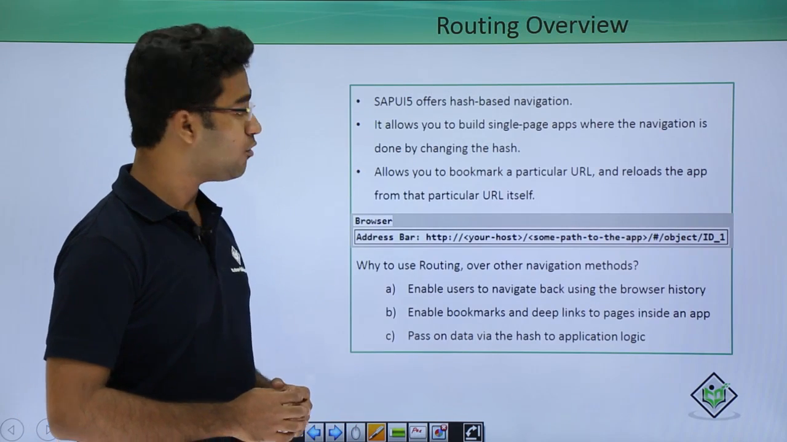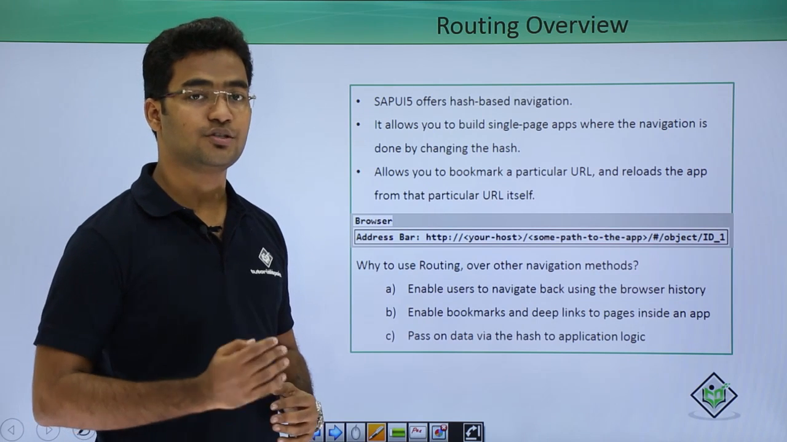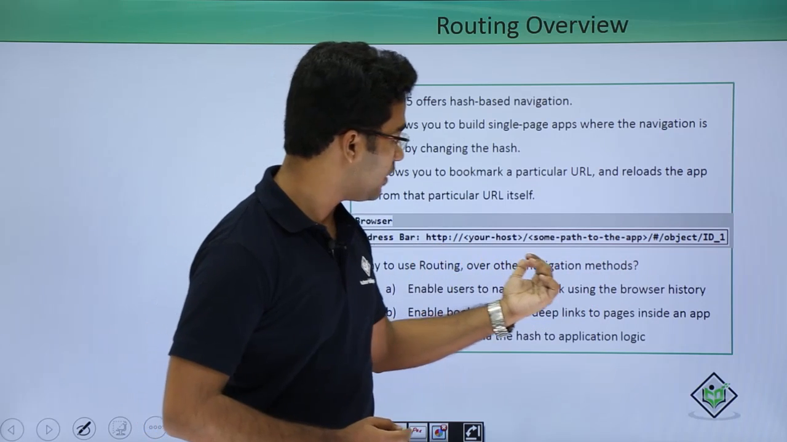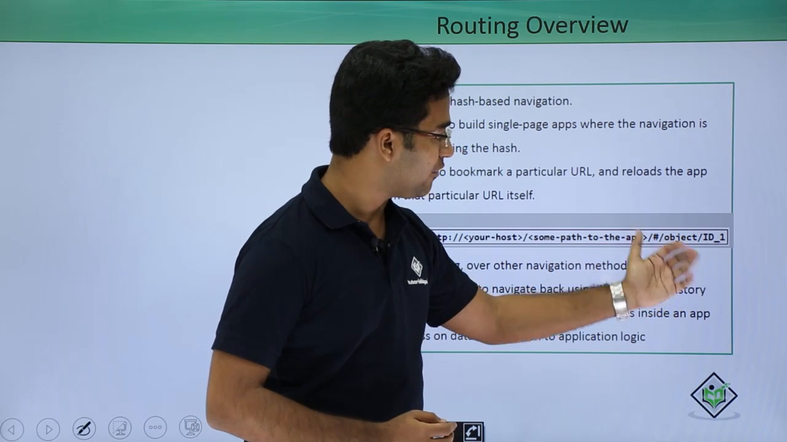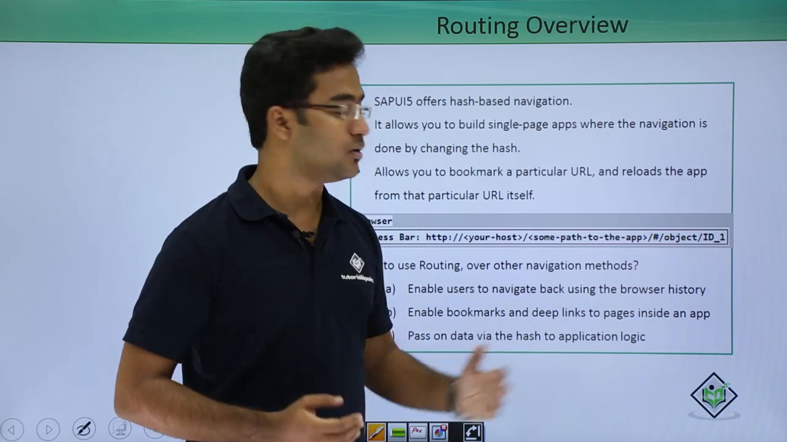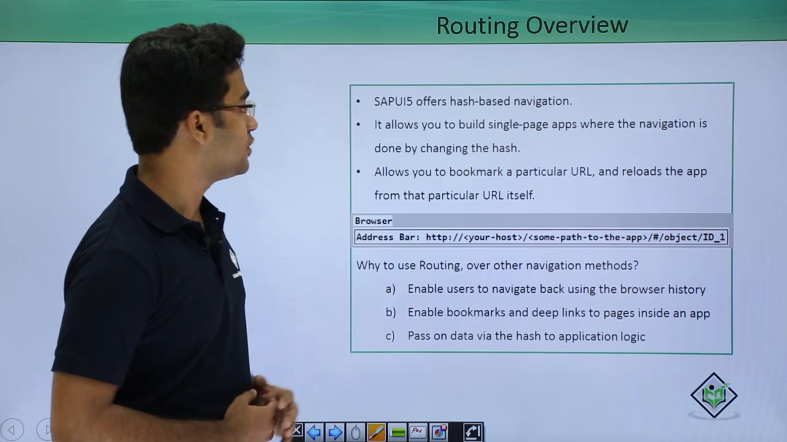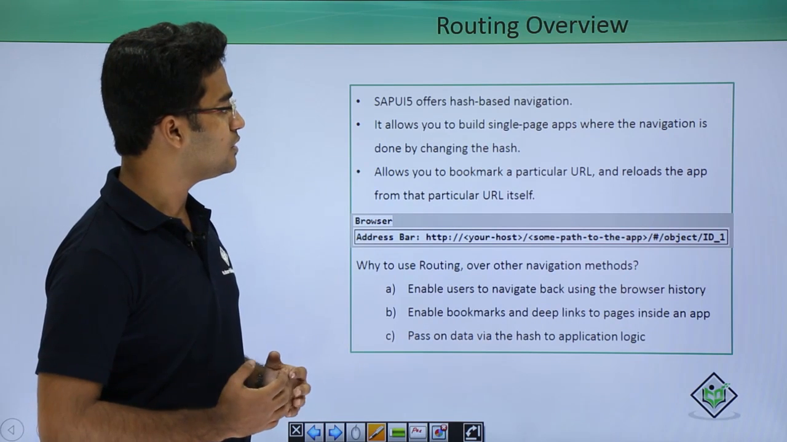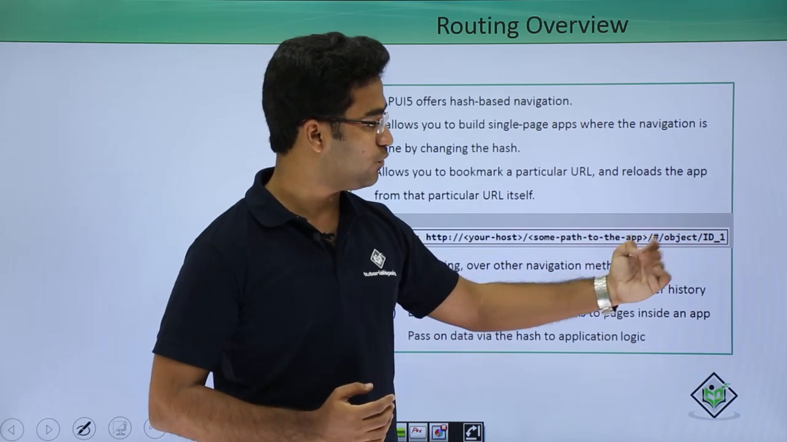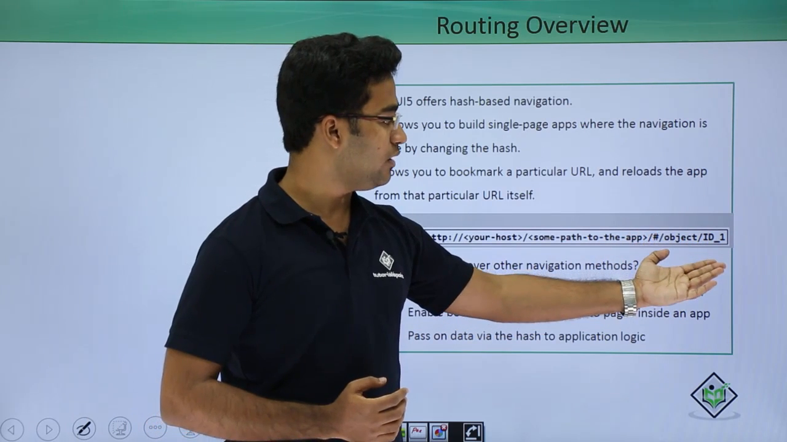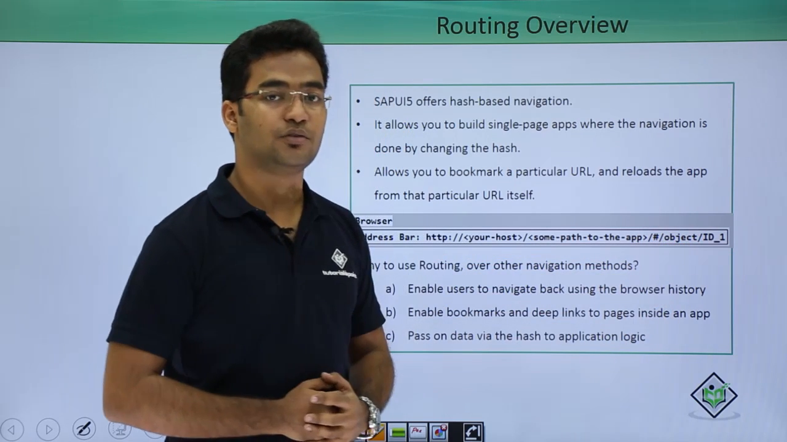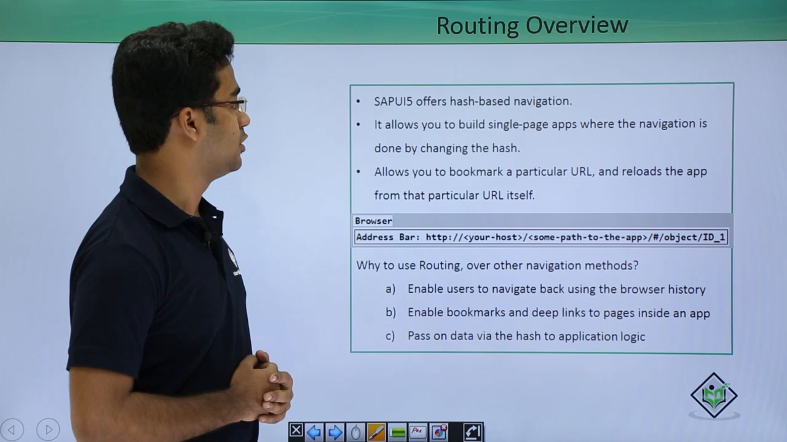SAPUI5 offers hash based navigation, which is routing. Why am I saying hash based? You could see here the URL. There is this hash, and afterwards there is some data. So in routing, we are navigating from one page to another using the hash based navigation system. It allows you to build single page apps where the navigation is by just changing the hash. If the page 1 hash is ID 1 and the second page is ID 2, and I just write ID 2 here, the second page would load. So this is hash based navigation.